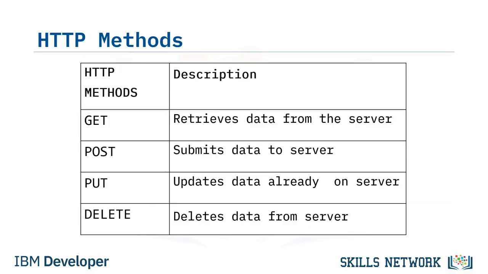When an HTTP request is made, an HTTP method is sent. This tells the server what action to perform. A list of several HTTP methods is shown here. In the next video, we will use Python to apply the GET method that retrieves data from the server and the POST method that sends data to the server.